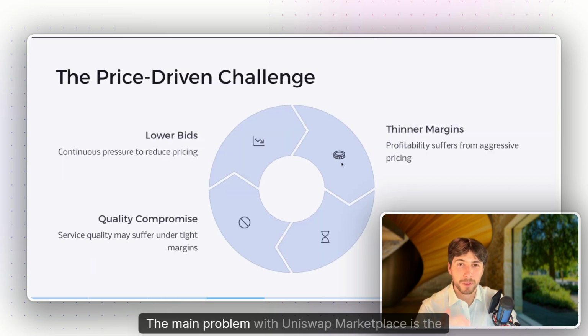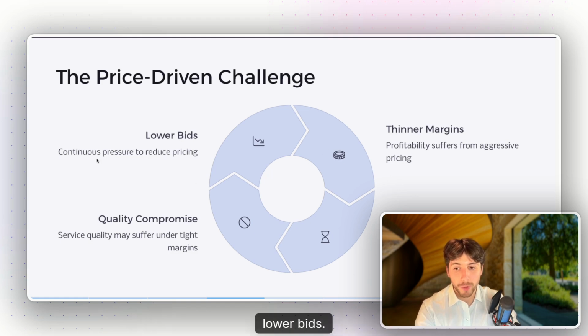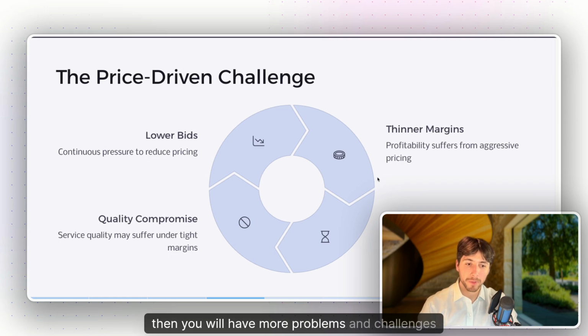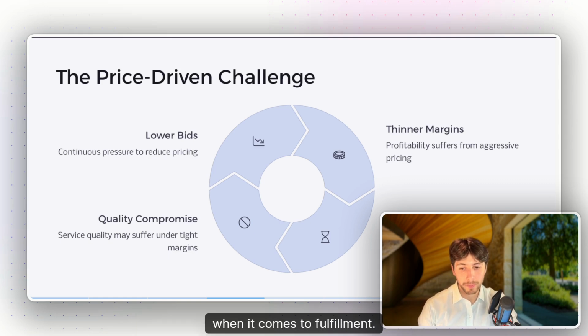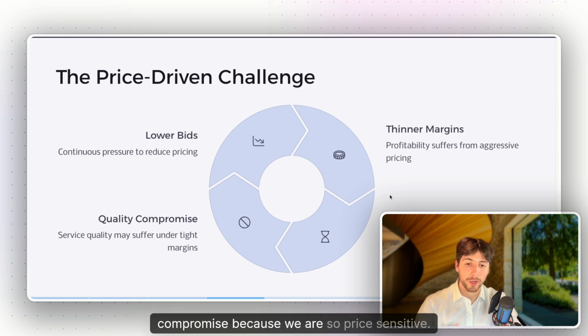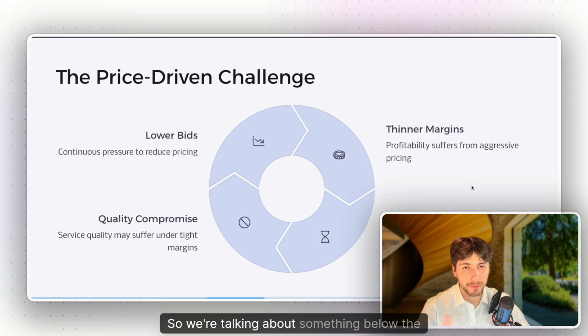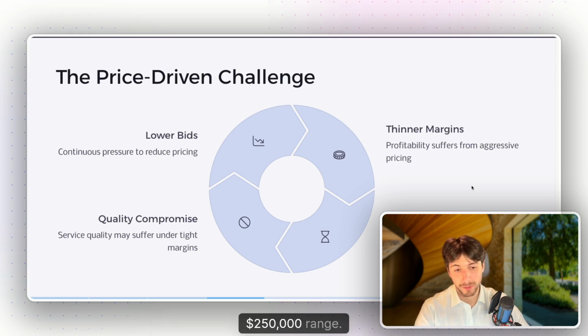The main problem with Unison Marketplace is that the whole concept is so price driven. You have continuous pressure to reduce your pricing, which leads to thinner margins. And then you will have more problems and challenges when it comes to fulfillment. And in some cases, it will lead to quality compromise because we are so price sensitive. And typically, Unison doesn't really have opportunities with huge award values. So we're talking about something below the $250,000 range.